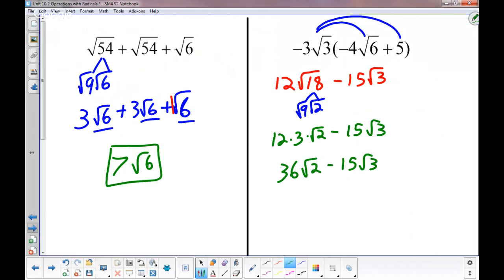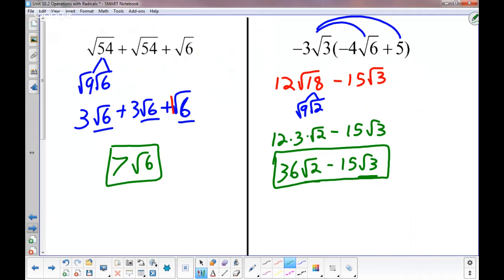All right, at this point, we've got both our terms to their simplest form, and we look, can we combine them? And the answer is no. Because the radicals are not the same, we can't combine terms. This is not negative 21 square root of negative 1. That doesn't work. We don't do that. Because they're not like terms, we don't touch them. And so my answer is what you see. It's the 36 root 2 minus 15 root 3. And that's a perfectly acceptable answer.